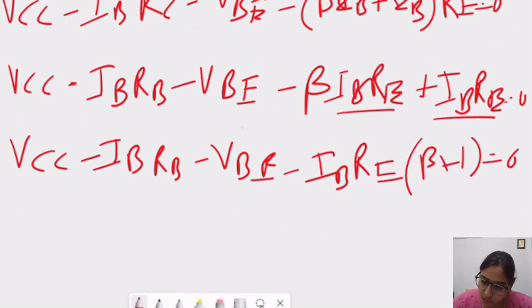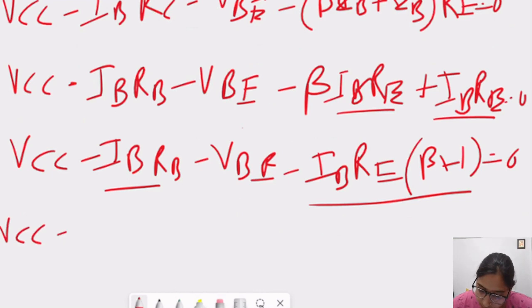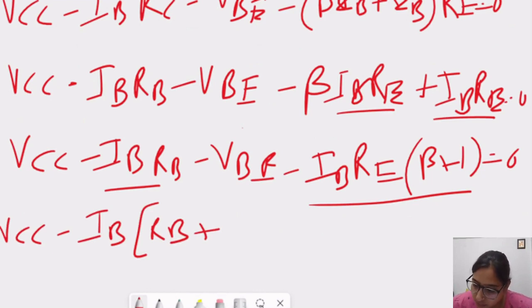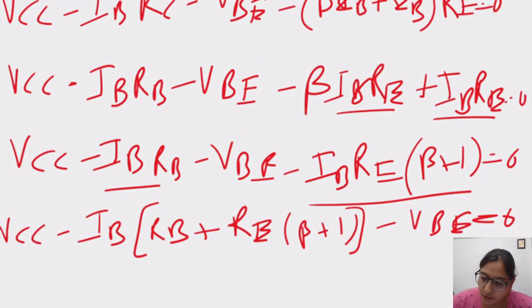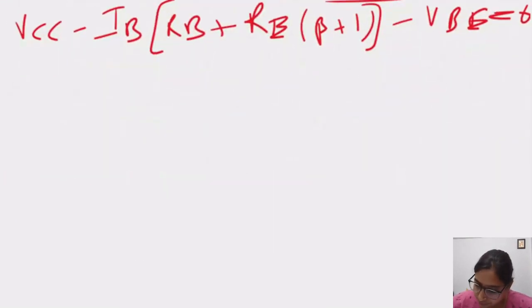Okay. So now from this equation we can take IB common. So VCC is nothing but IB we are making common. So here (RB plus RE (beta plus 1)) and here this is also minus VBE equal to 0. If we further solve, what we will get? We will get the value of IB.